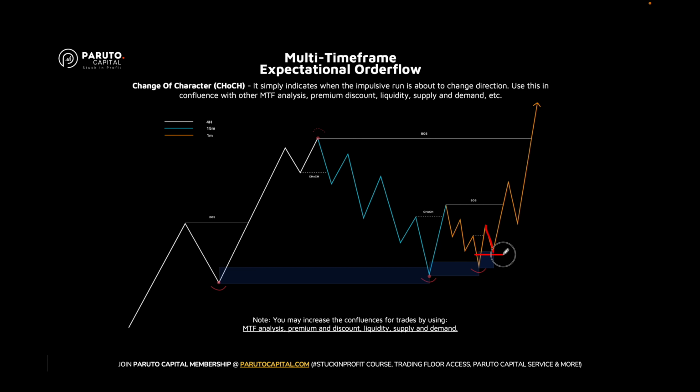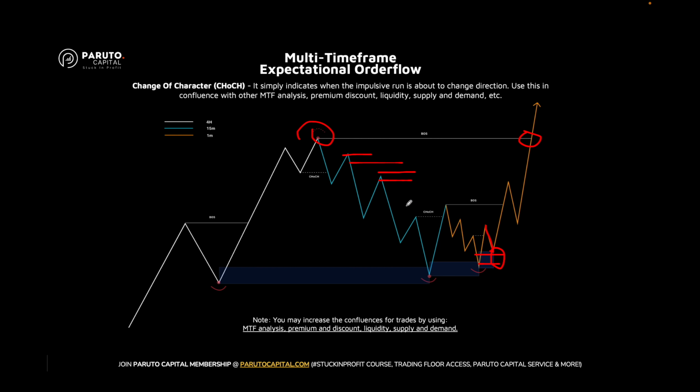So with this bullish change of character here on the 1 minute, we expect price to pull back again into our zone on the 1 minute, and then we take that trade and target, at minimum, a 15-minute supply zone, or we can even target the previous 4-hour high, and hopefully we take it out. That is how you trade this.